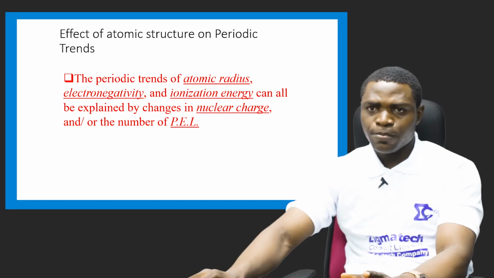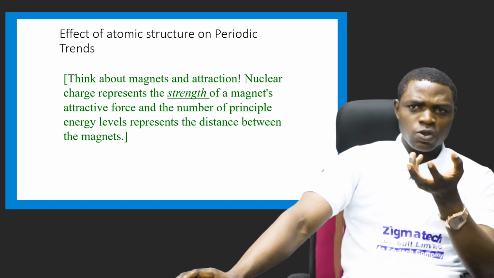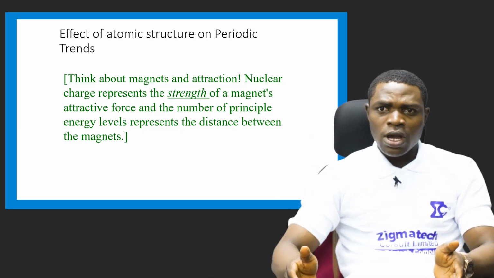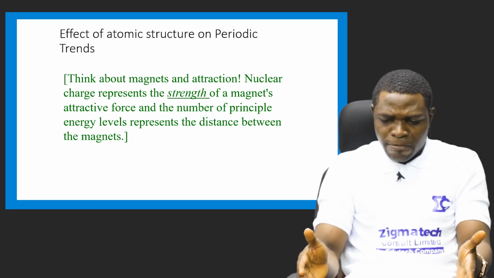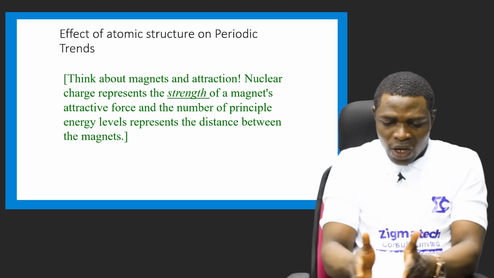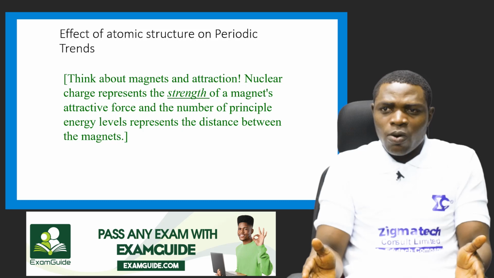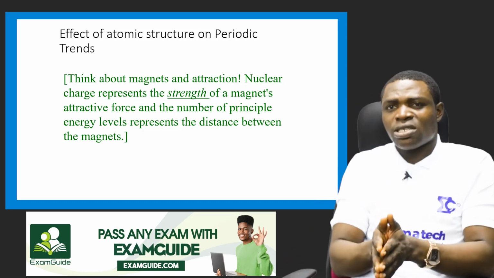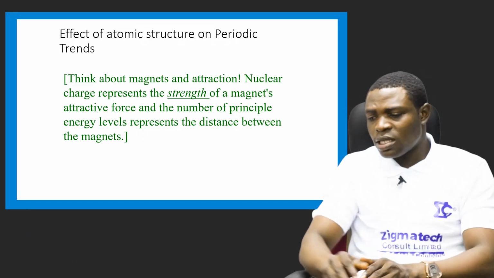Nuclear charge. Now, think about magnets and attraction. Have you worked with a magnet before? Do you know a magnet has both a south and north pole? Are you aware that opposite poles actually attract while the same poles repel? Now, we are going to base our learning on this principle. We are going to use this principle as a basis to explain this concept.